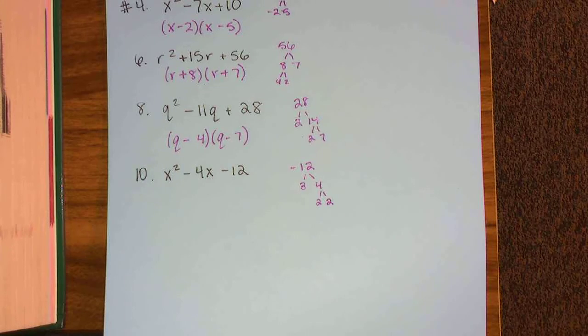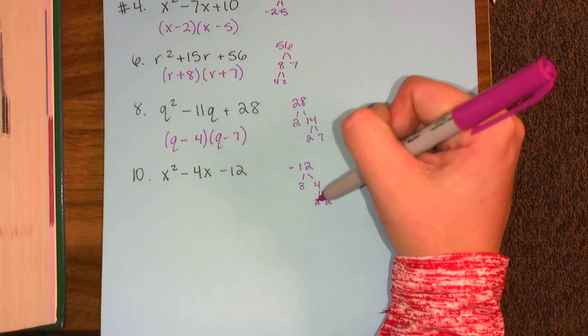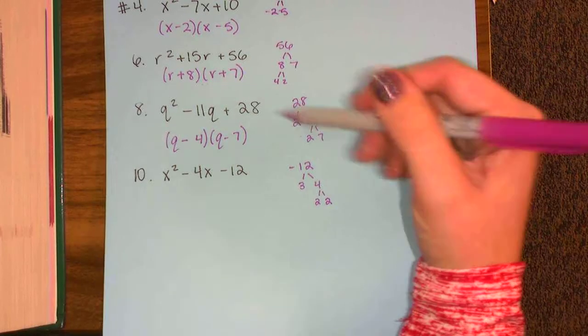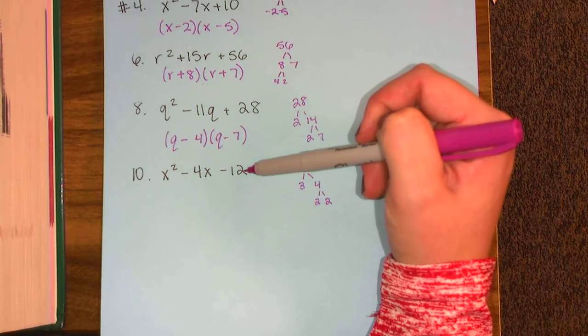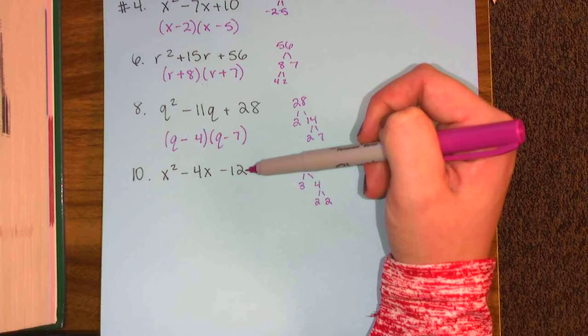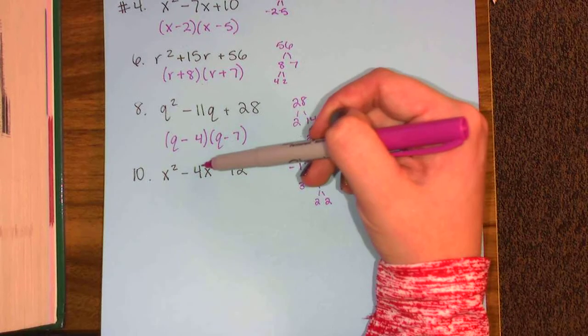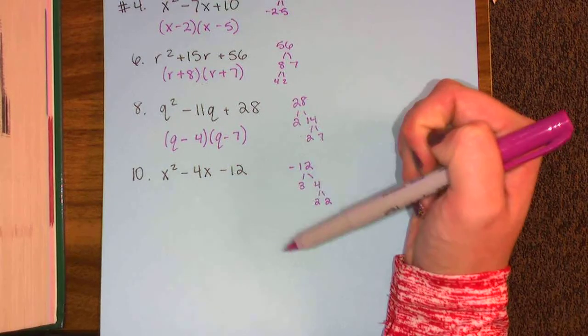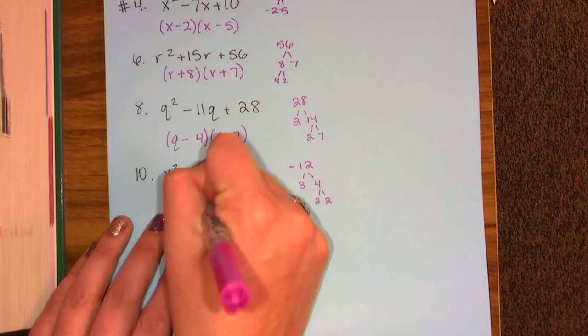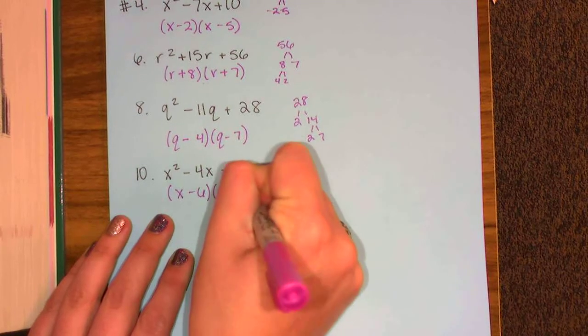Well, 3 and 4 don't add up to give me 4, but 2 times 3 would give me 6 and 2. One of them needs to be negative because I have to get a negative here. So they can't both be negative, they can't both be positive. One has to be negative. I need the bigger one to be negative because this number here is negative. So it's going to be -6 and +2. So x minus 6, x plus 2.